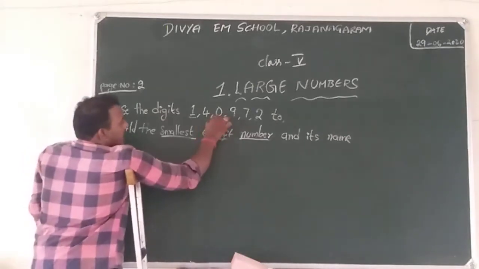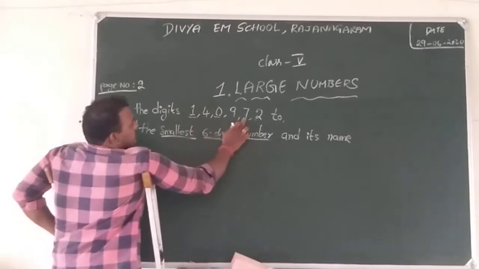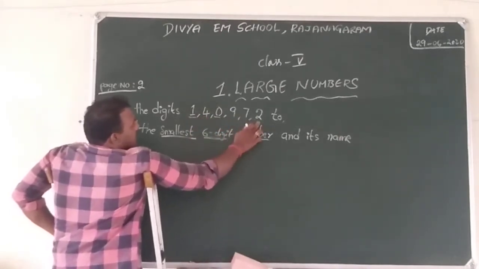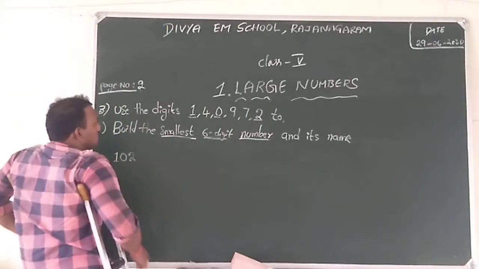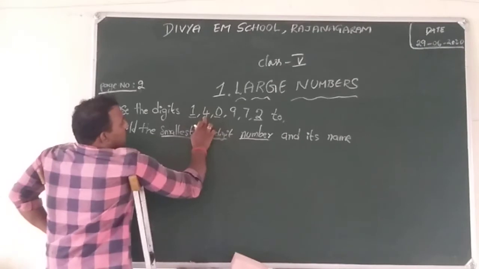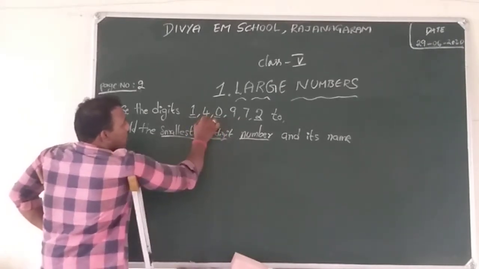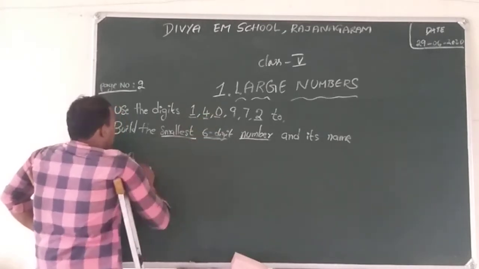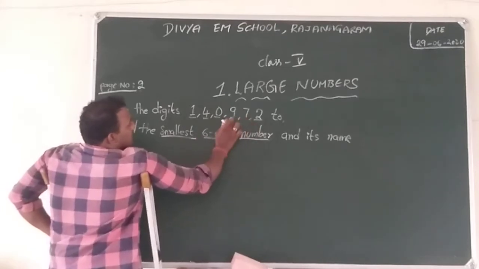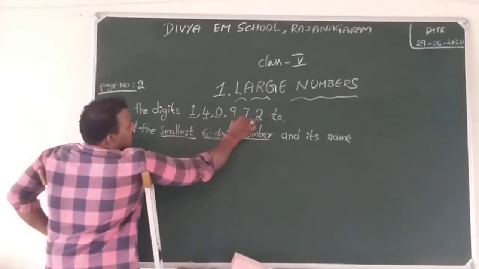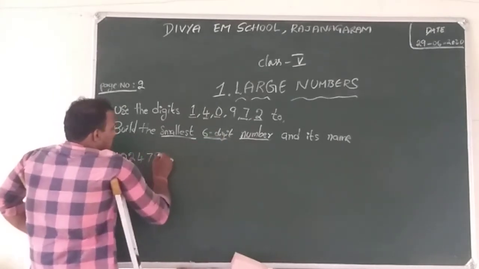Okay, after 1 and 0, let's find out another smallest number from 4972. From 4972, the smallest number is 2. So I am writing 2 here. The remaining numbers are 497. From 497, the smallest number is 4. So I am writing the 4 here. The remaining numbers are 9 and 7. From 9 and 7, the smallest number is 7. So I am writing 7 here, and the remaining 9 will be placed last.